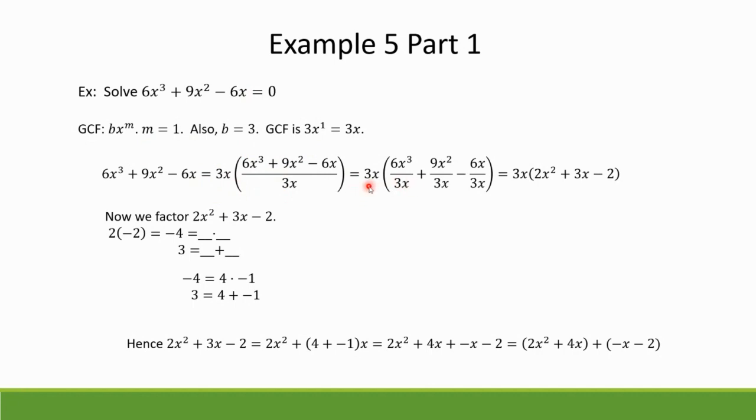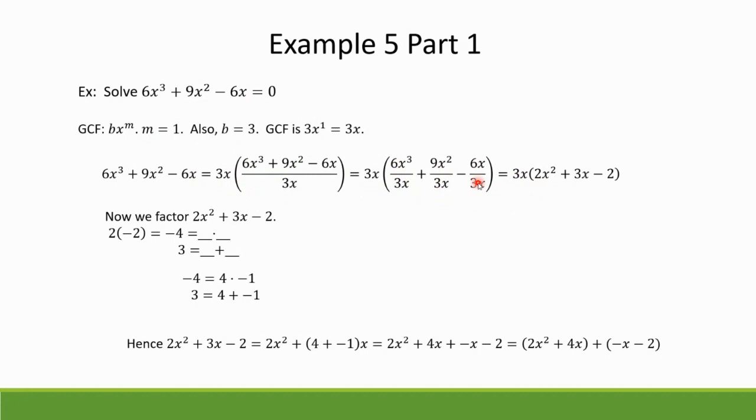So we have 3x, right? So we have 6x cubed over 3x, right? Remember, 6 over 3 we know is 2. You subtract the exponents, so that's how we get 2x squared here. 9 over 3 is 3. X squared over x, subtract the exponents, you get just x.